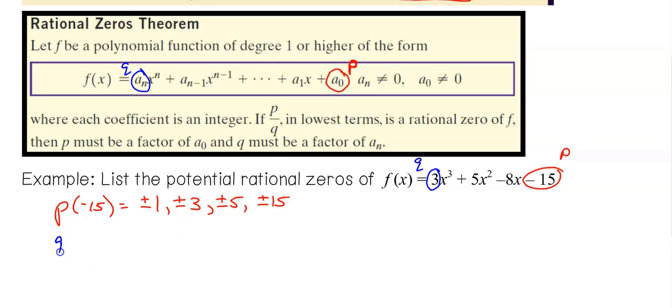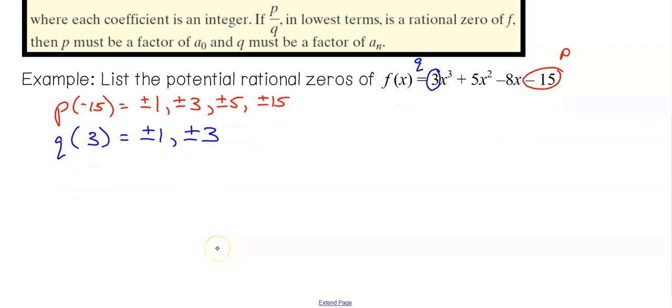All right, so we also need the factors of q, and q is going to be the number in front of the highest degree, which in this case is 3. So the factors would be plus or minus 1 and plus or minus 3. Those are going to be my factors. So now what we want to do is create our ratio, and that would be p over q. It's going to be every p over every q.